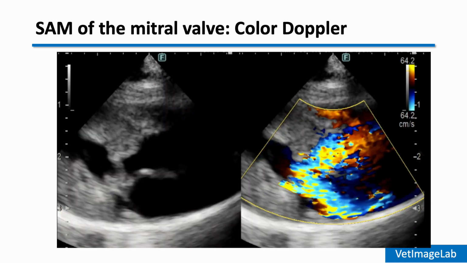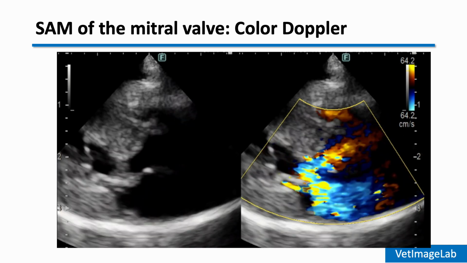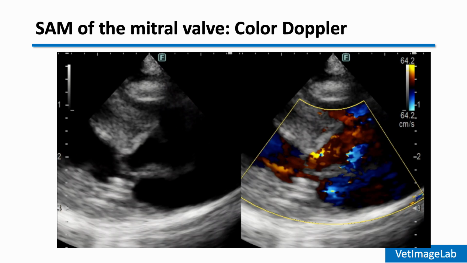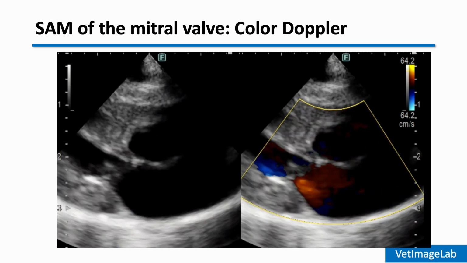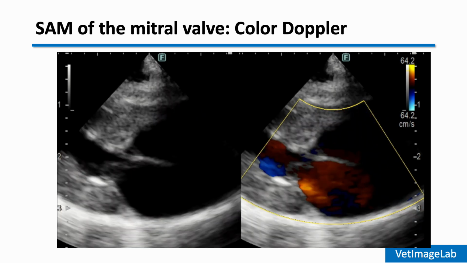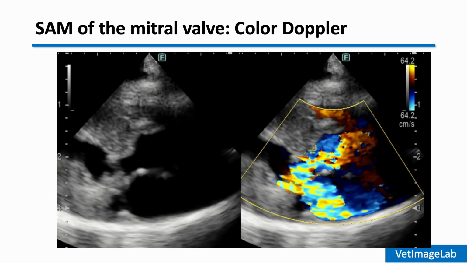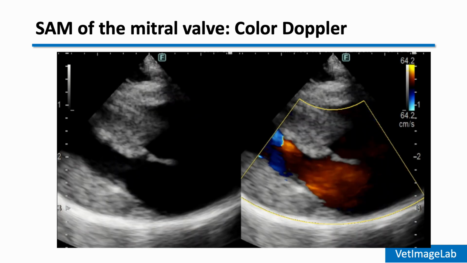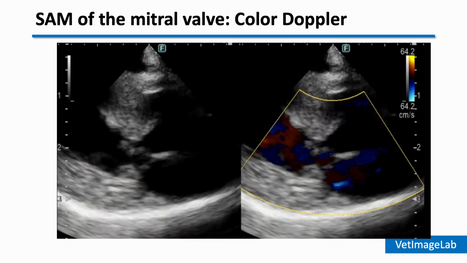Here is another example of a cat with SAM. As we can observe on B mode, when the mitral valve moves anteriorly during systole and narrows the LVOT, the characteristic mosaic turbulent flow pattern appears on color Doppler. Typically, this turbulence originates right at the site where the mitral leaflet approaches or contacts the septum during systole.